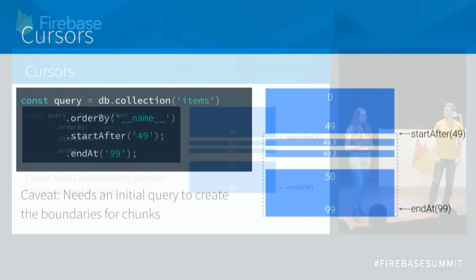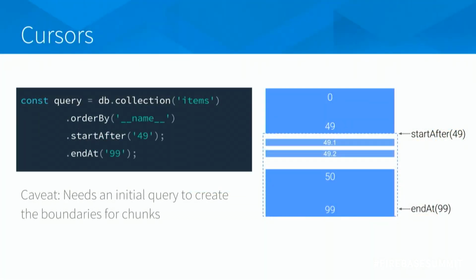So we decided to use cursors. We really want to make sure that we get those 49.1 and 49.2. So there's a few cursor queries you can do. There's start at and end at, and those are inclusive, so it includes the numbers. And then start after and end after exclude the numbers that you pass in. So we found the mix of start after and end at to be really what we were looking for when we're trying to handle this updating list of documents.